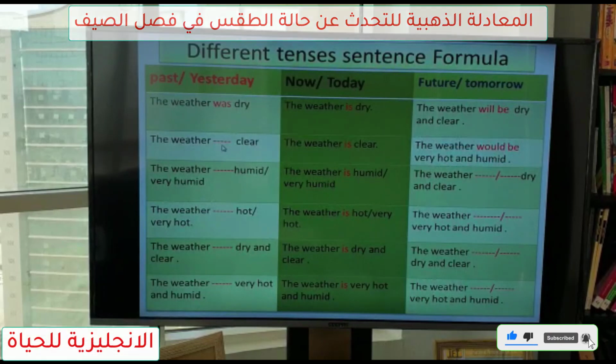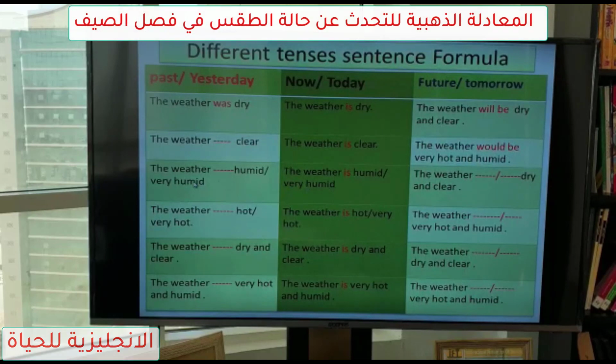Bravo, was clear. The weather is humid or very humid. In the past, the weather was, bravo. The weather is hot or very hot. In the past, the weather, say, was, bravo. The weather, dry and clear. Yesterday, the weather was, bravo. The weather, very hot and humid. Yesterday, the weather was very hot and humid.